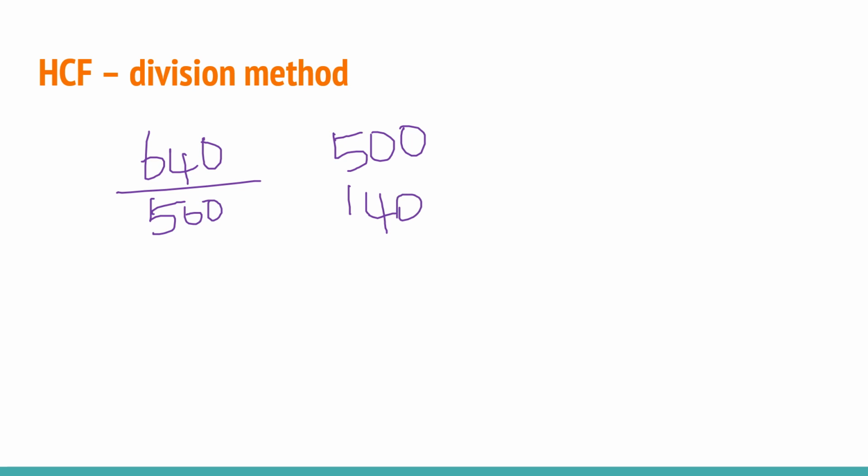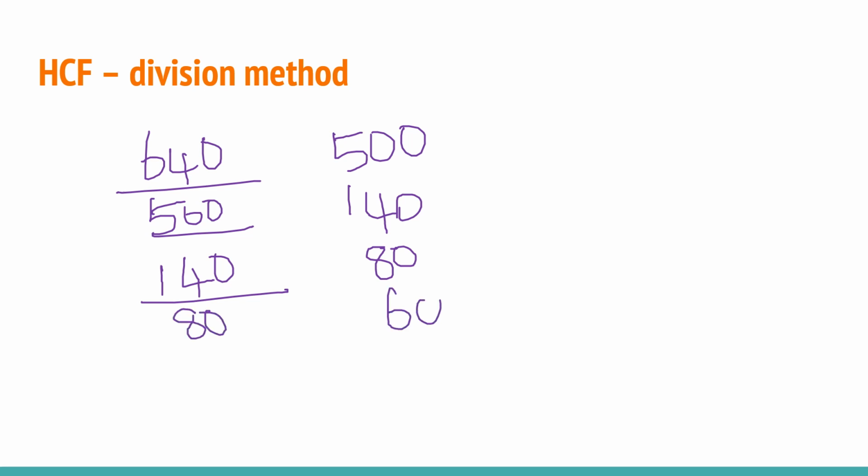Now divide 500 by 140. Dividing 500 by 140, 3 times 140 is 420, so 80 is the remainder. Divide 140 by 80, and we get 60 as remainder. Divide 80 by 60, and 1 time, we get 20 as remainder.